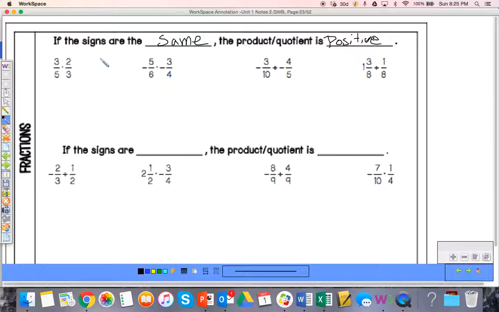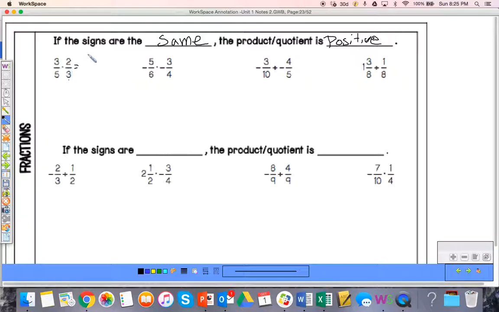And so the helpful song that I like to sing is multiplying fractions, that's no problem. Take the top times the top and the bottom times the bottom.